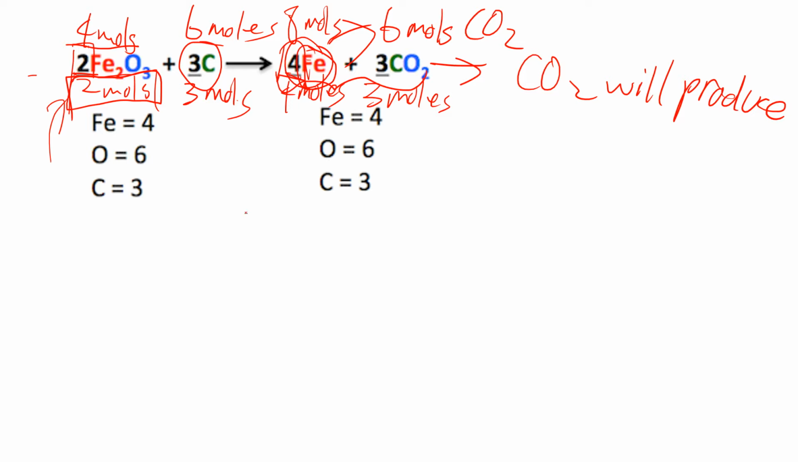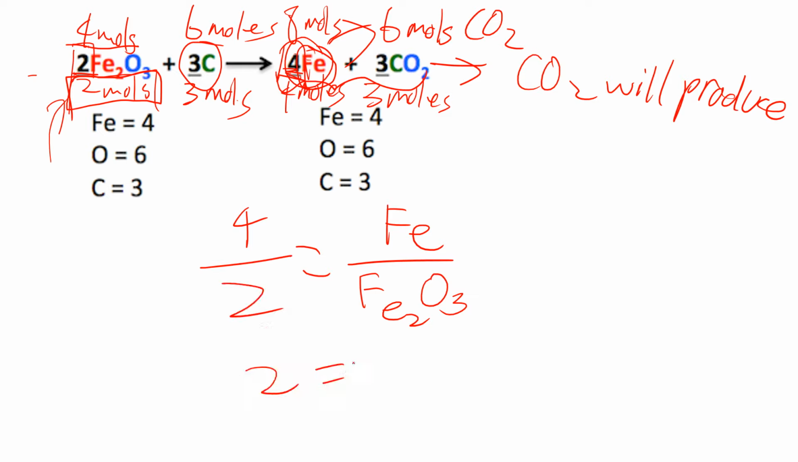The reason for that is iron has a coefficient of 4. So the ratio of the amount of iron produced over the amount of iron oxide is equal to 4 over 2, because you have a coefficient of 4 over here, and 2 over here. And this is called the mole ratio, right? For every molecule of iron oxide we react, we will produce 2 molecules of iron. So that's the mole ratio.